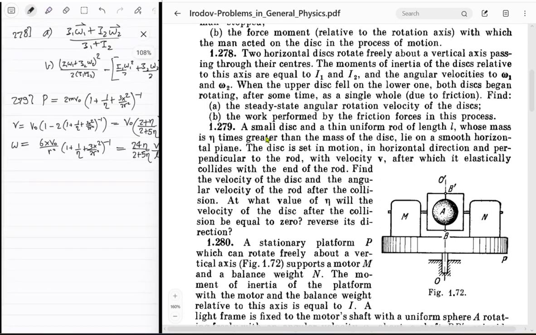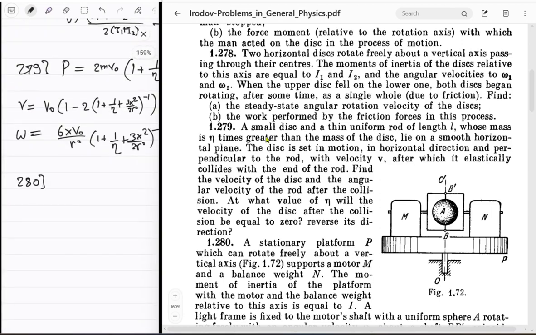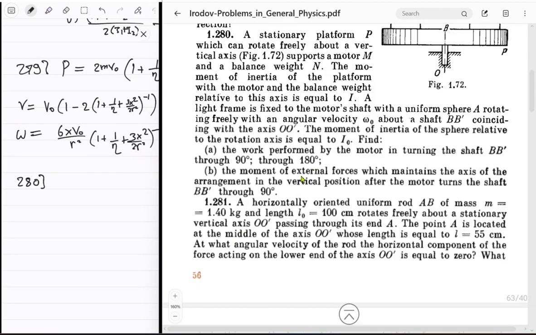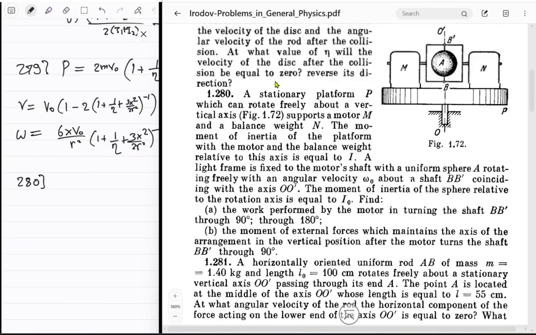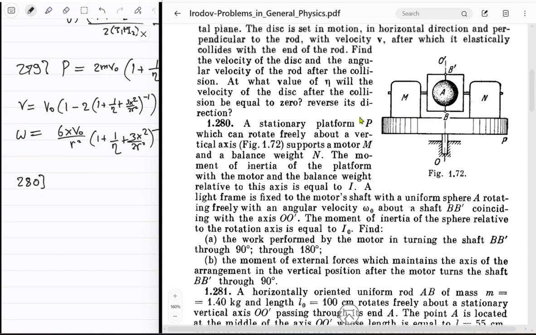Finally, okay, 280. A stationary platform P, which can rotate freely about a vertical axis, supports a motor M and balance weight N. So this is a motor M and weight N. The moment of inertia of the platform with the motor and the balance weight relative to the axis is equal to I.